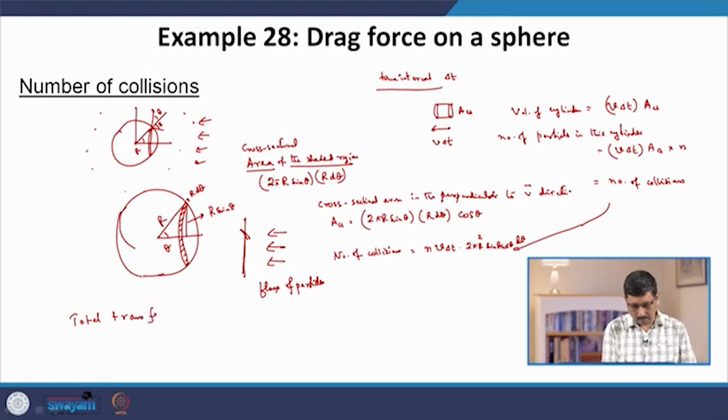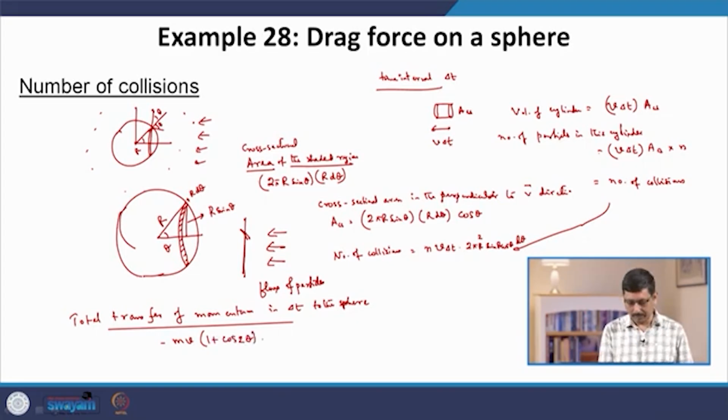transfer of momentum in delta t time interval to the sphere. So, the change in momentum of the sphere is given by the transfer of momentum in one collision of this particular type into n v delta t times 2 pi r square sin theta cos theta d theta.